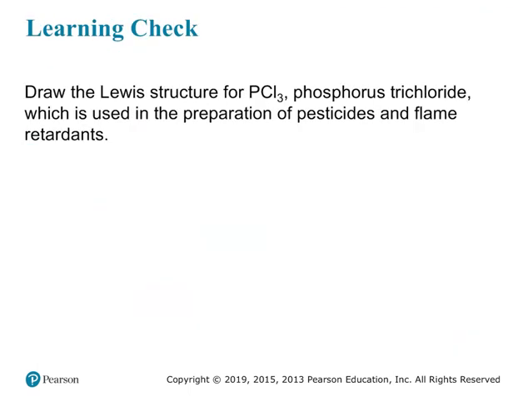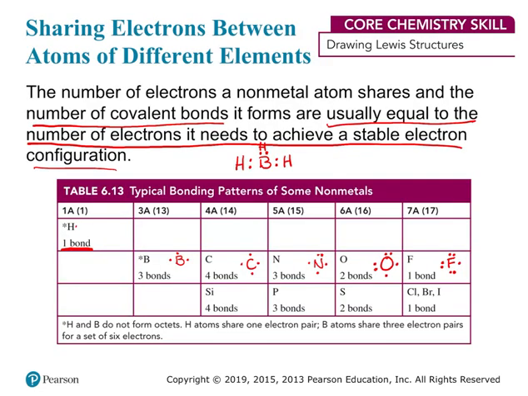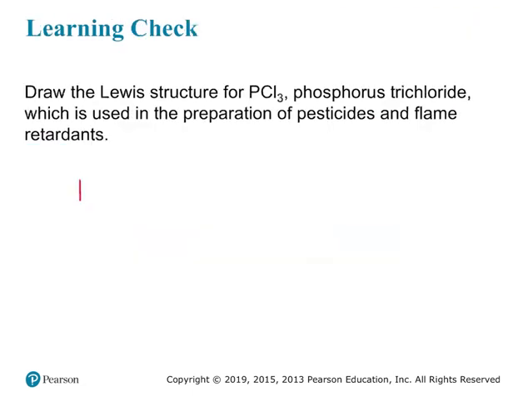Okay, so let's practice drawing a Lewis structure for phosphorus trichloride. Now, there's a couple of different ways that you can figure out the Lewis structure, so I'll show you both ways to do it. So in the first method, what you can do is draw the Lewis symbols for both atoms that are present in this molecule. So for instance, phosphorus, if we go back, phosphorus is in group 5A. So it has 5 valence electrons, similar to nitrogen.